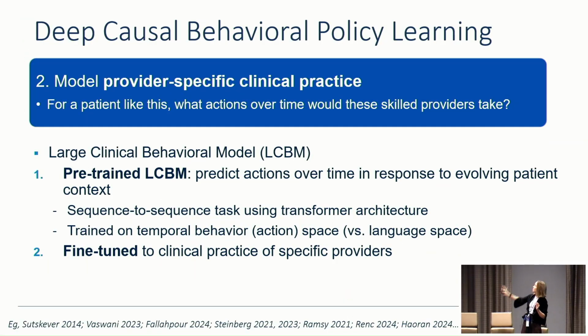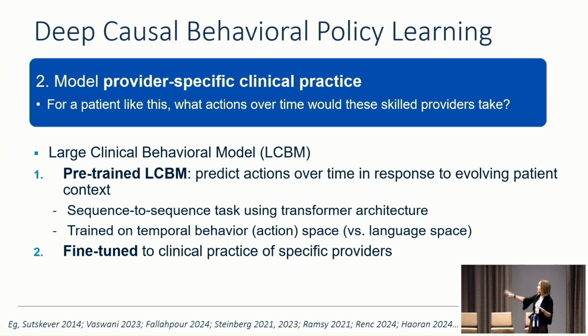Moving now to the second piece of this deep causal behavioral policy learning. This is where now we've identified high-performing providers for patients like you, and now we're really leveraging advances in AI and transformers to, really for the first time, be able to actually encapsulate what provider-specific practice patterns look like. So this step is 2 steps.